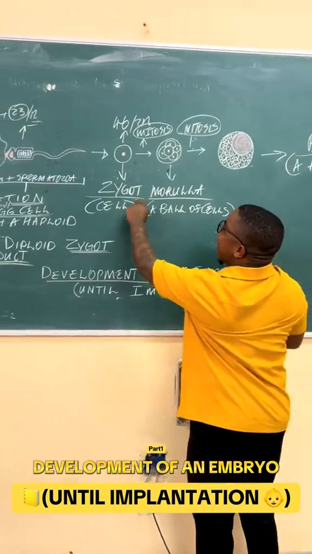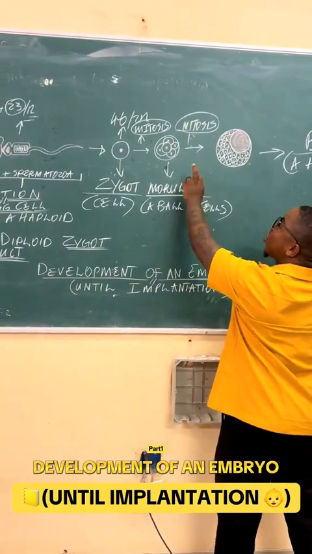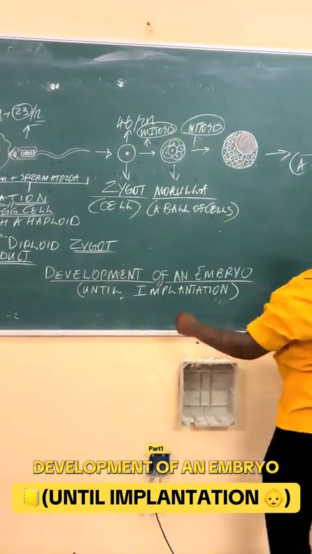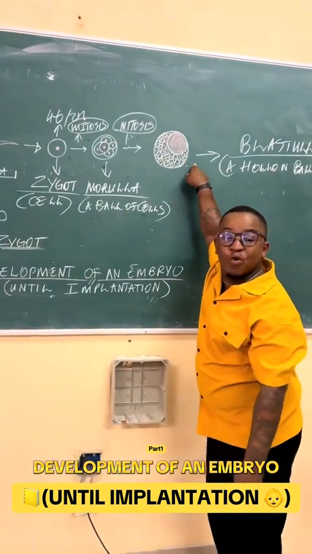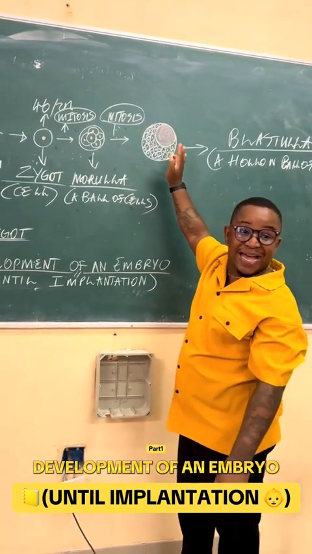So, a diploid zygote will undergo mitosis to form a ball of cells called the morula. The morula will undergo mitosis to form a hollow ball of cells called the blastula. By hollow, it means it is empty inside. Do you understand?